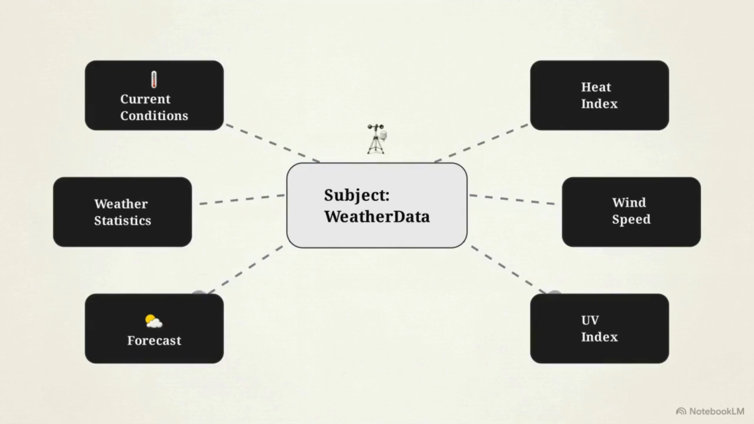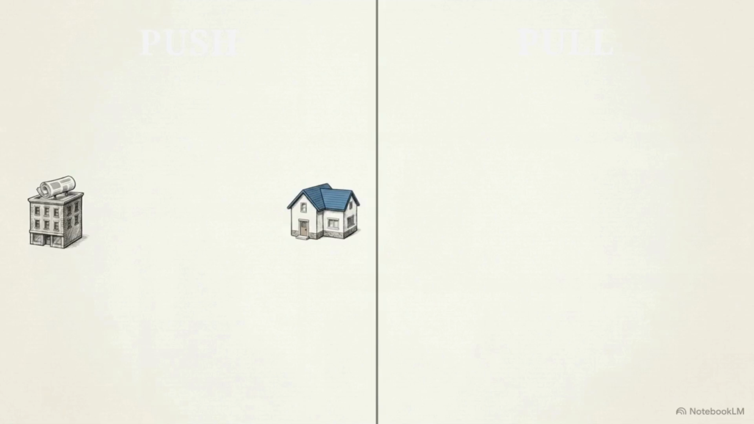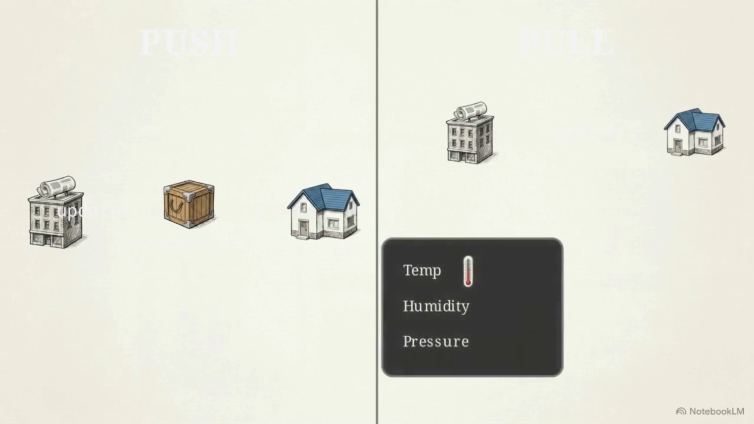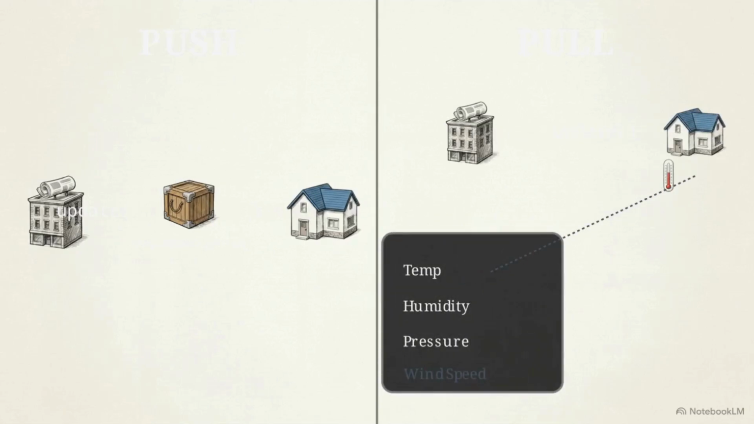You can add new displays to the system without changing the subject's code, as long as those new displays adhere to the interface. There are 2 ways to move data, a push or a pull model. In the push model, the subject sends all its data through the update method. In the pull model, the update method takes no parameters.